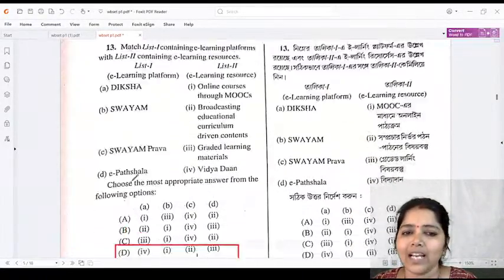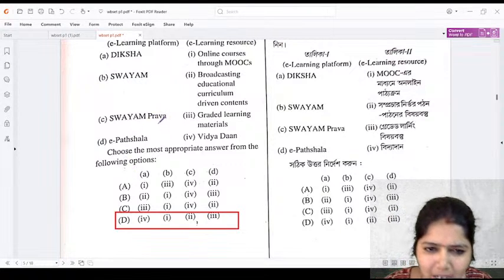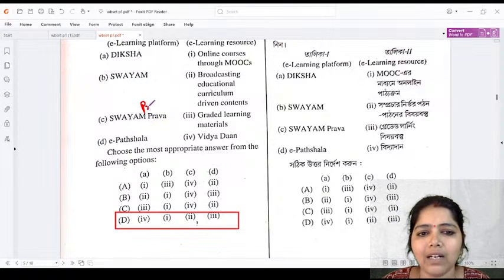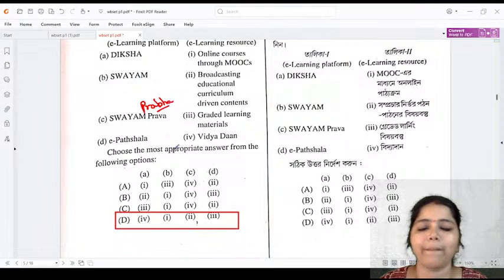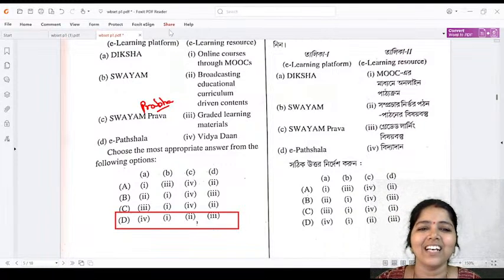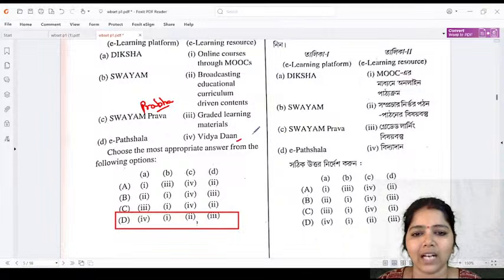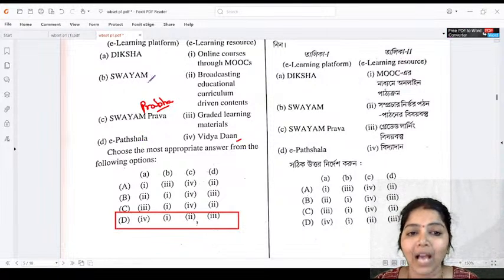Okay, yes. Next is also from Swayam and the e-learning platforms they've asked. Actually, this is not Prava, it's Prabha. P-R-A-B-H-A, it's Prabha, Swayam Prabha actually. There's a typing mistake, I hope, in the set. So Diksha is nothing but Vidyadhan, where the learning materials will be there. And Swayam is the online courses through MOOCs. So B1. But here all the options in B1 are here.